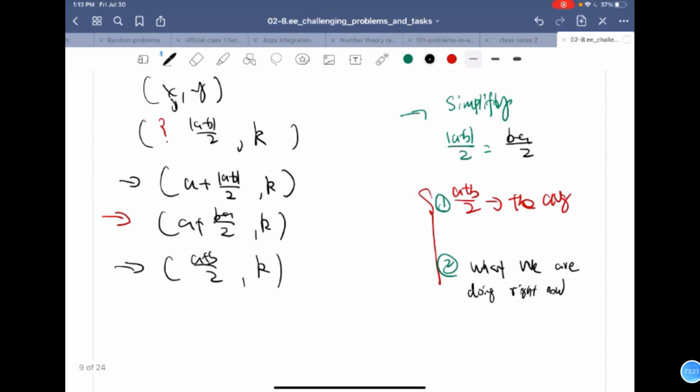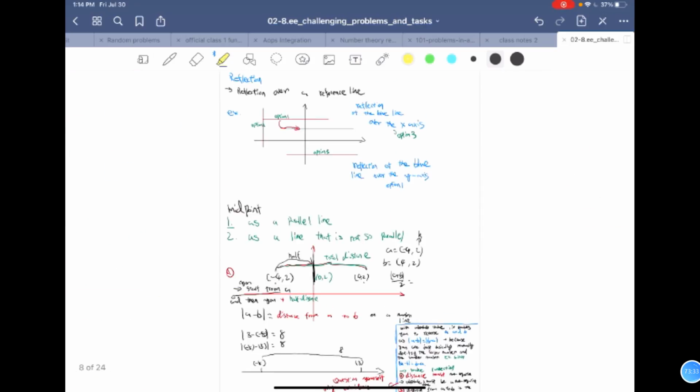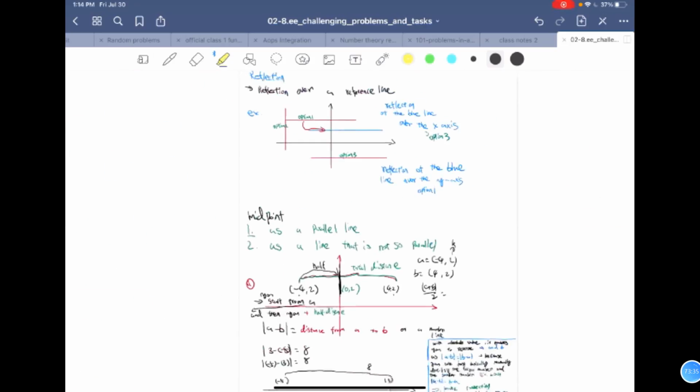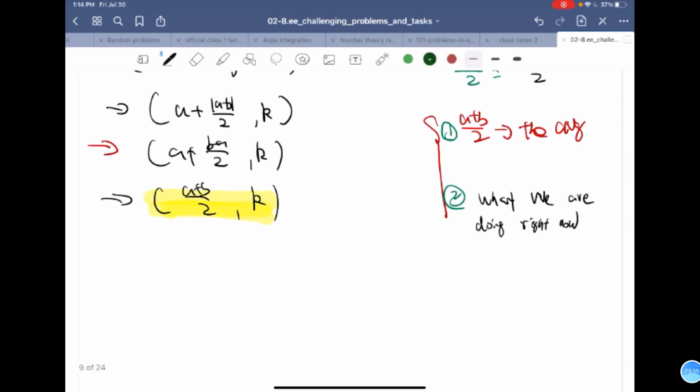Alright, so here's the thing. Okay, that's pretty much it. That's pretty much how you do the first type of problem for a midpoint on a parallel line. What you do is add up.